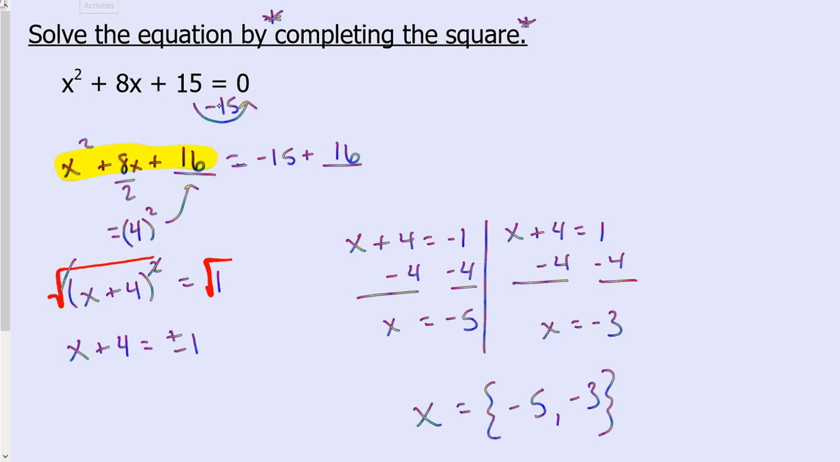I'll also tell you, you might have looked at this problem and thought to yourself, wait a minute, wouldn't it be easier to solve it by factoring? Because 5 and 3 multiply to 15 and add to 8, and then I'd get the exact same answers. Wow, that would be so much faster. Yes, yes it would. Which is why I normally don't recommend solving by completing the square unless we're learning the skill of how to solve an equation by completing the square.